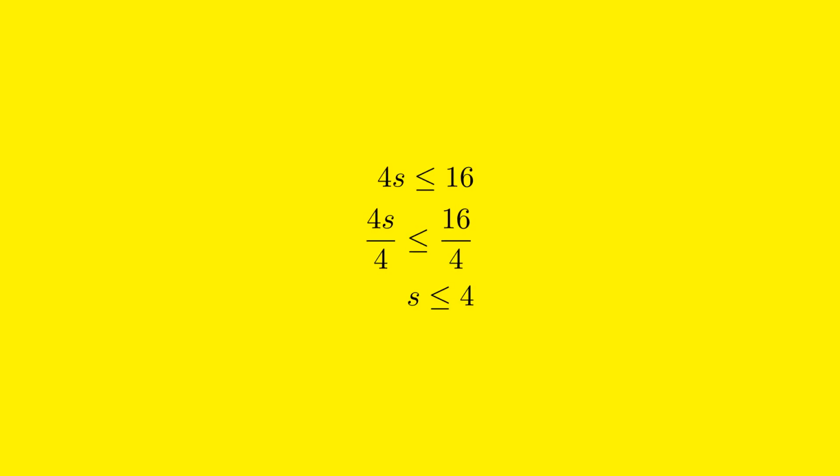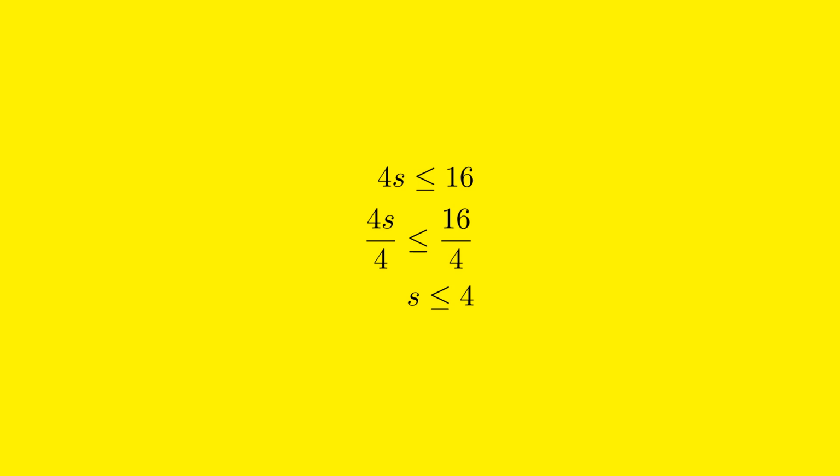In step 2, our objective is to continue isolating the variable s in the inequality 4s is less than or equal to 16. To achieve this, we need to get s by itself. Since s is currently being multiplied by 4, we can isolate s by dividing both sides of the inequality by 4. When we divide the left side, 4s divided by 4 simplifies to s.